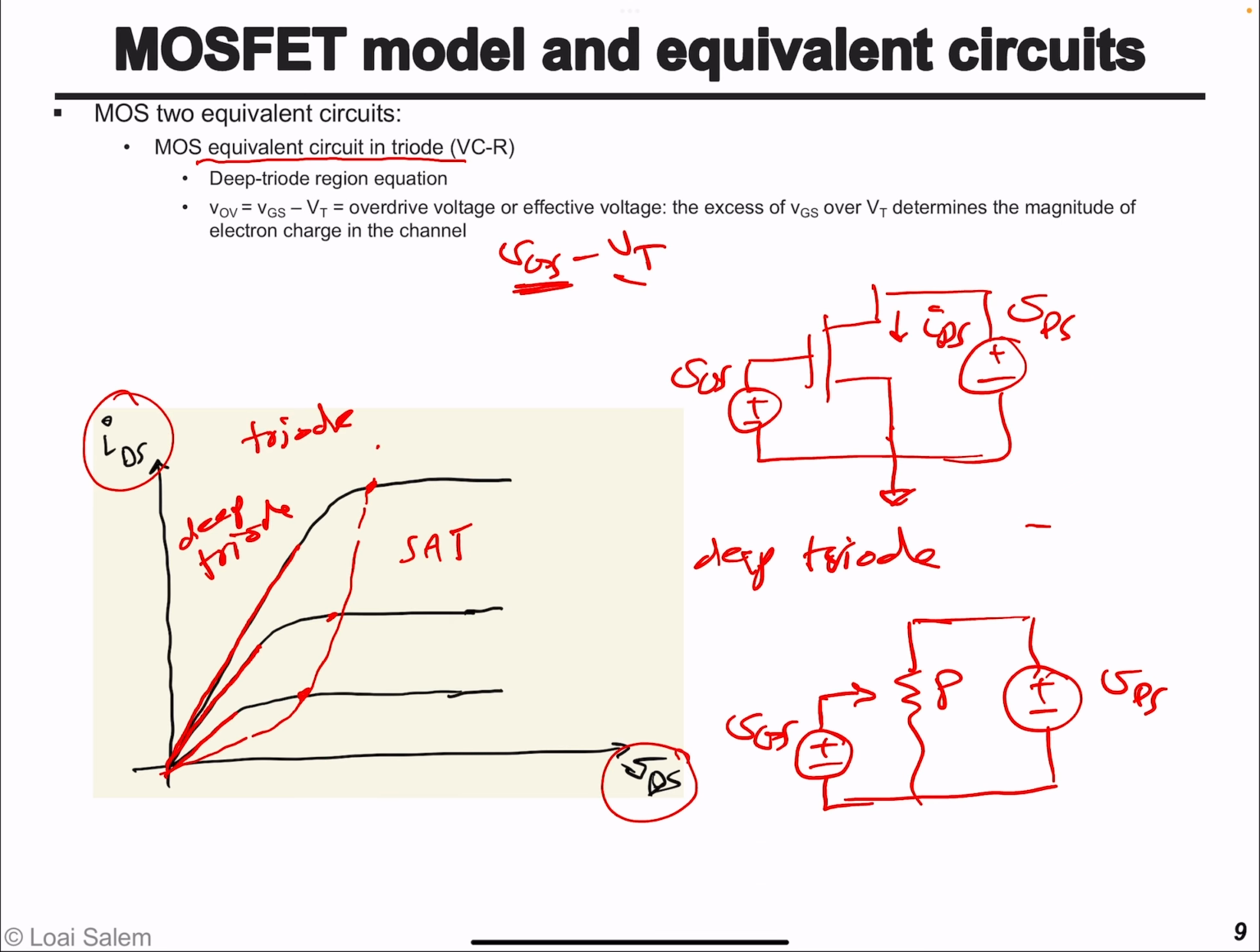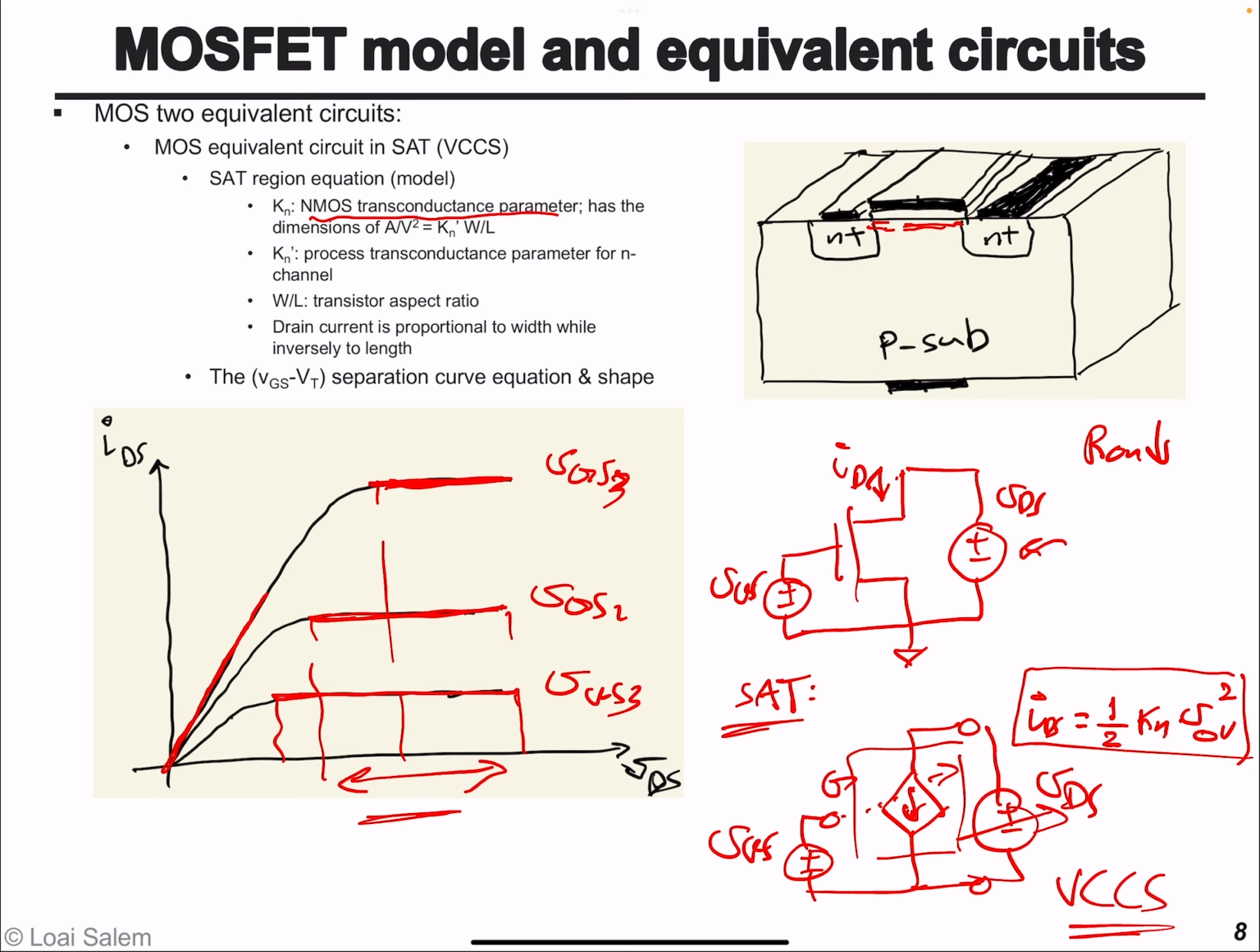So this R on is controlled by the gate to source voltage, so the transistor in the deep triode region can be modeled as a voltage controlled resistor, where the value of its equivalent on resistance R on is given by 1 over Kn times V overdrive. And again, Kn is the NMOS transconductance parameter that we mentioned for the saturation region as well.